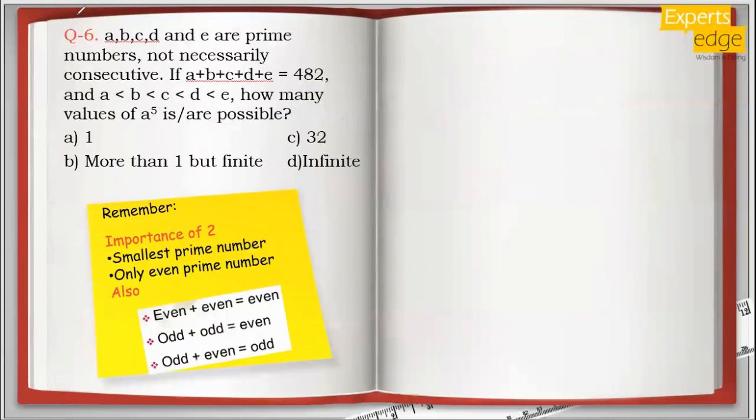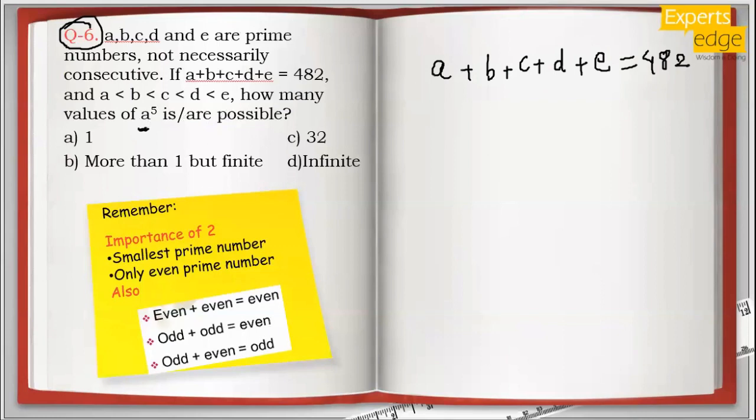Okay, now question number 6. If A, B, C, D, E are prime numbers, not necessarily consecutive, and A plus B plus C plus D plus E is 482, then how many values of A to the power 5 are possible?